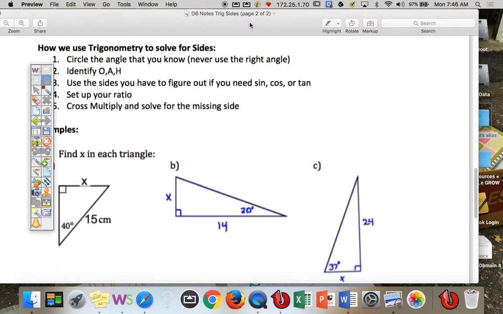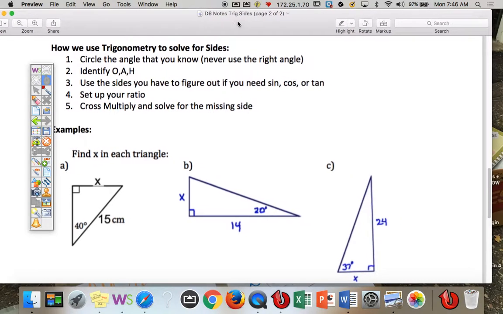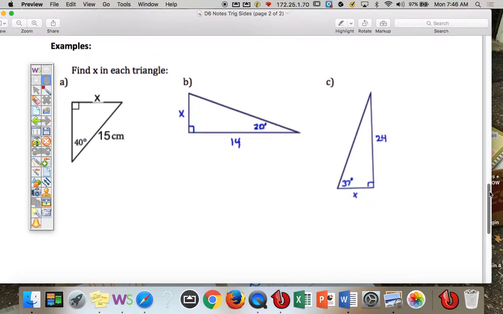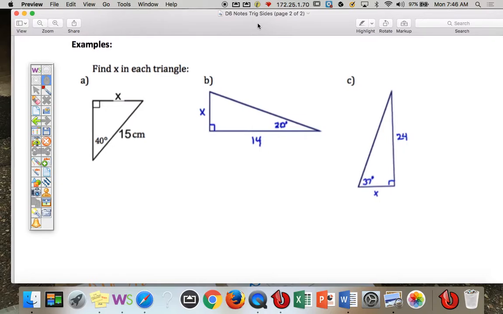So here are the steps right here. Circle the angle that you know. Never use the right angle. Identify opposite, adjacent, hypotenuse sides. Use your sides to figure out if you need sine, cosine, or tangent. Set up your ratio, cross multiply, and solve for the missing side. So we're just going to do 5 examples together, and we'll practice today and tomorrow.